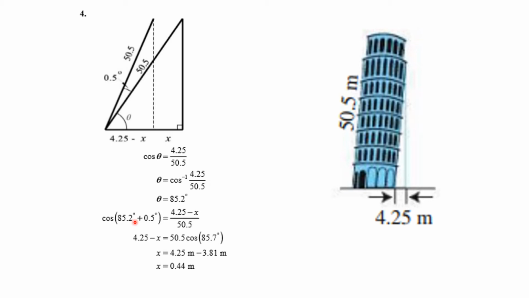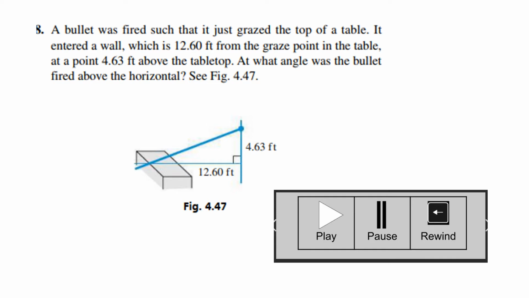So the cosine of that new angle is going to be 4.25 minus x over 50.5. And so we will solve for x. We multiply both sides by 50.5, and then we subtract the 4.25 and divide by minus 1, and we find that x is 0.44 meters. Let's look at another problem.